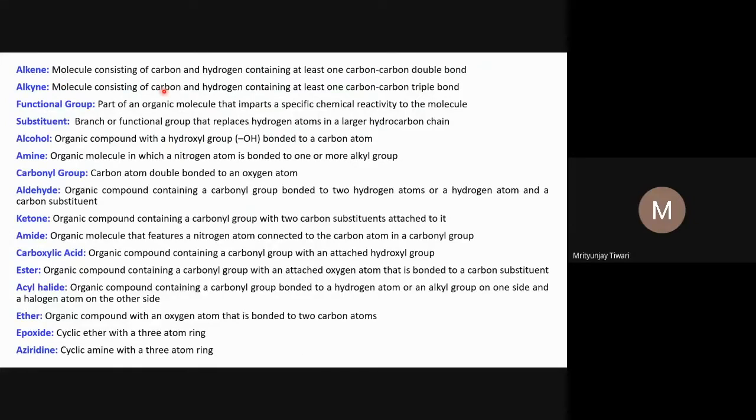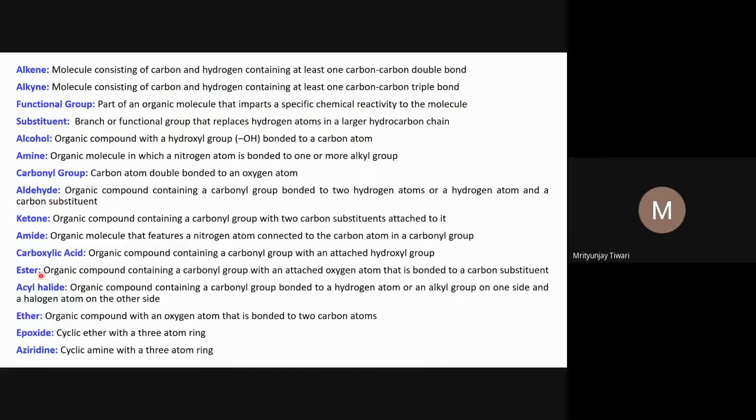Alkene, a molecule having at least one double bond. Alkynes, a molecule having at least one triple bond. Functional groups, we have seen, are the part of an organic molecule that imparts a specific chemical reactivity to the molecule. Substituents are defined as a branch or functional group that replaces hydrogen atoms in a larger hydrocarbon chain. And other examples are given here.